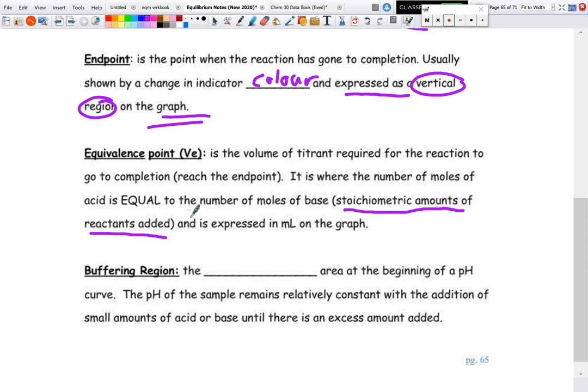Now, a new thing that we're going to be looking at, a buffer region. So we already know the endpoint is the vertical region. So remember, vertical is up and down. So if we see a sharp change right here, that is going to be the endpoint. Now the buffer region is going to be a horizontal region. So basically a flat region at the beginning of a pH curve when the pH of the sample remains relatively constant with the addition of our small amounts of acid and bases.